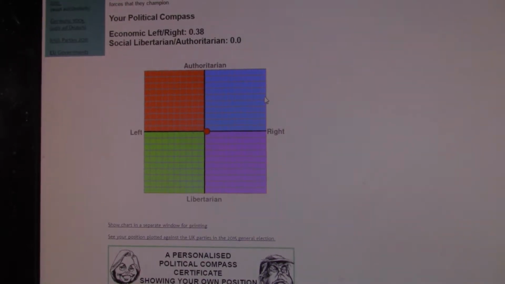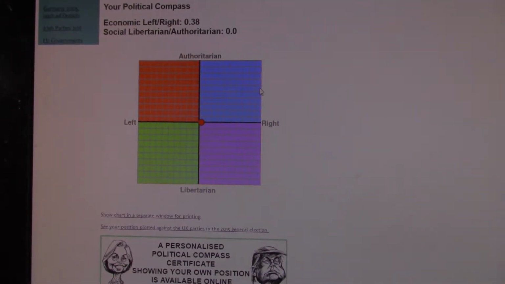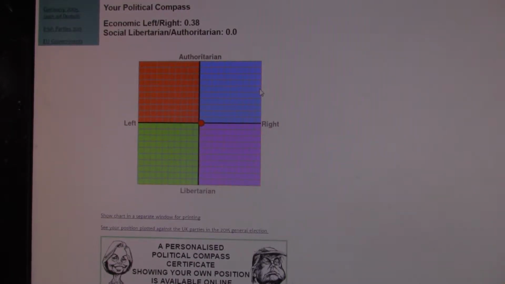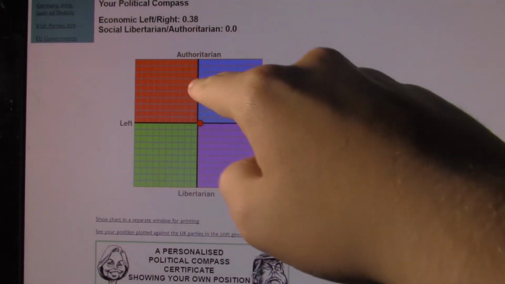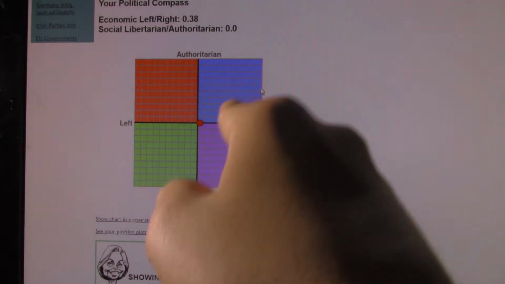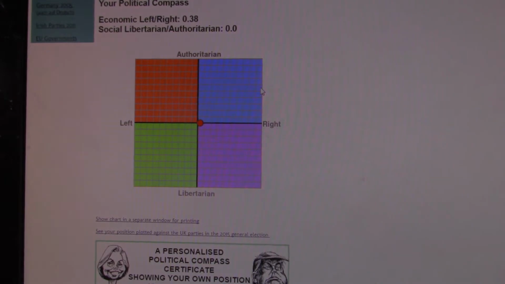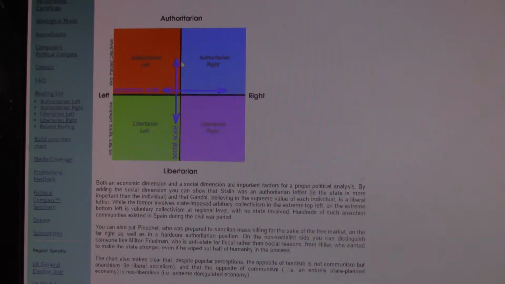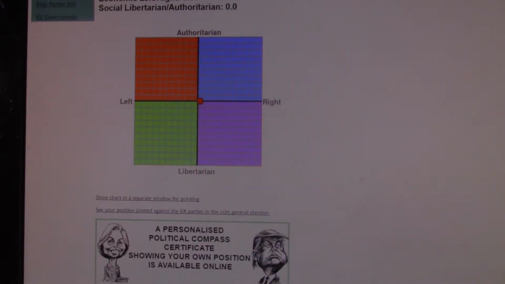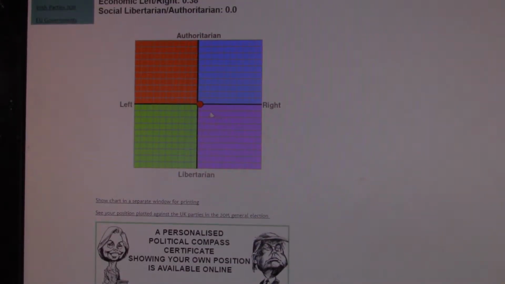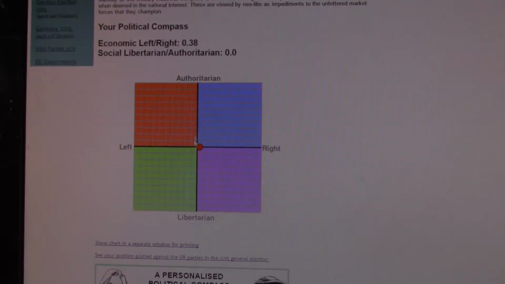So the next one is the Political Compass. This one's a little bit more popular. Right here is my stance, or where I am on the Political Compass. Authoritarian is up here. The left, or liberal, is right here. Right, conservative is over here, and libertarian is over here. So this is the economic scale, and this is the social scale. And I am pretty much almost in the center, except I'm leaning just a little bit to the right. So right here it says 0.38 for the right, which makes me a centrist.